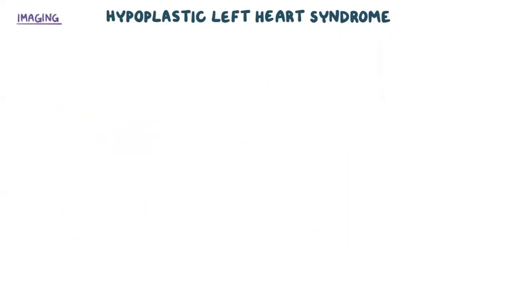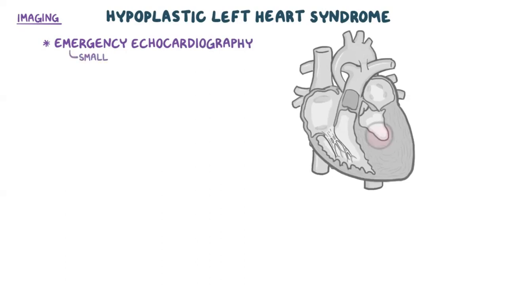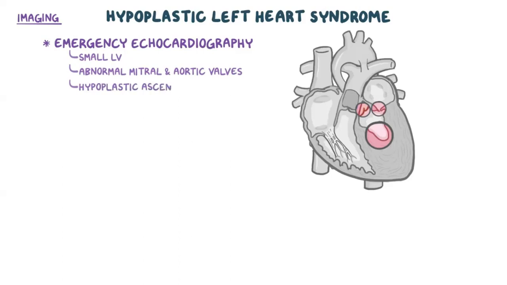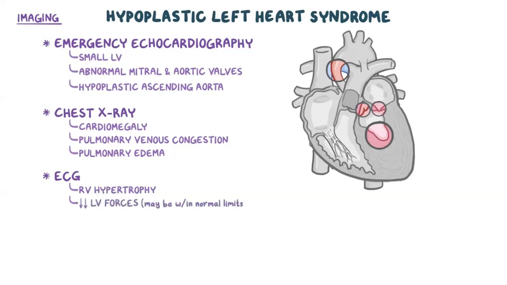Regarding imaging, diagnosis is by emergency echocardiography, which shows a small left ventricle, abnormal mitral and aortic valves, and hypoplastic ascending aorta. Next, chest x-ray might show cardiomegaly, pulmonary venous congestion, or pulmonary edema. ECG might detect right ventricular hypertrophy and diminished left ventricular forces, though it may be within normal limits for a neonate.